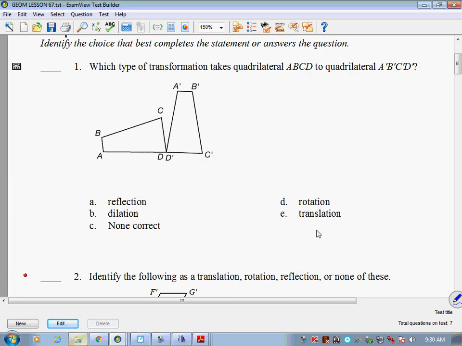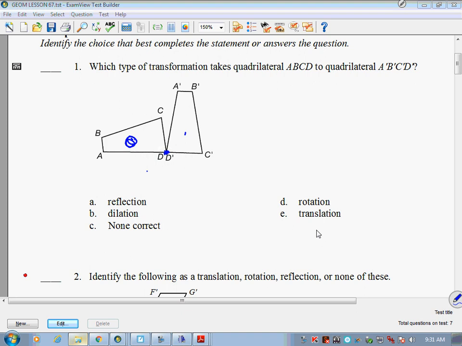Like I said, mainly what we're looking at here is what type of transformation we are working with. Which type of transformation takes this A, B, C, D, right? How can I tell that this figure right here is my pre-image? It doesn't have any prime marks, right? So what is taking me from here to here? What type of transformation? Am I sliding it? No, I'm rotating it. And if we were to pick a point of rotation, we would say point D is probably the point of rotation. It is the vertex by which I'm rotating this.